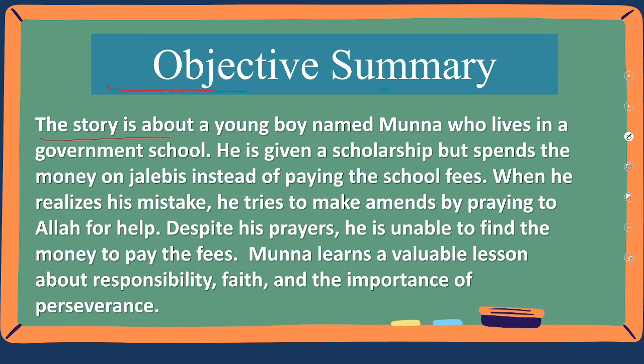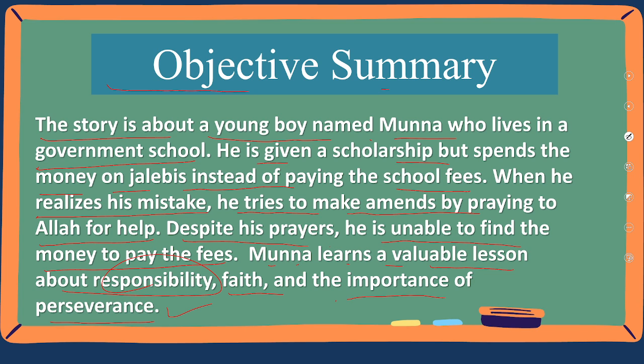The story is about a young boy named Munna who lives in a government school, who actually doesn't live in it, but he goes to a government school. He is given a scholarship but spends the money on jalebis instead of paying the school fees. When he realizes his mistake, he tries to make amends by praying to Allah for help. Despite his prayers, he is unable to find the money to pay the fees. Munna learns a valuable lesson about responsibility, faith, and the importance of perseverance.